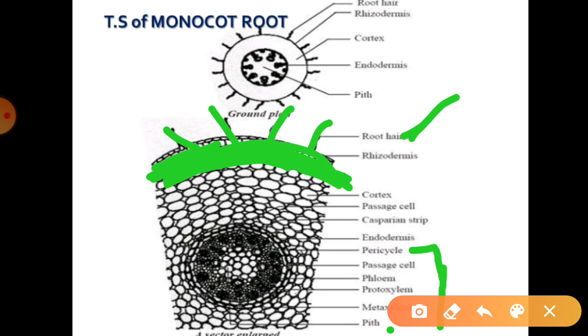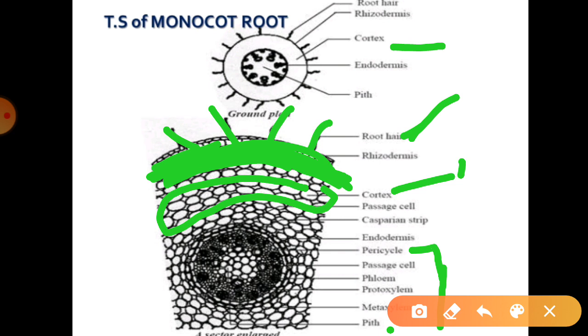Then there is another part called the cortex. As you can see, this is the cortex region. If we talk about the cortex, it is the broader zone of parenchymal cells, and these cells are thin-walled and enclose intercellular spaces. They normally store food. The cortex provides for radial movement of water and minerals from the epiblema to the root interior.